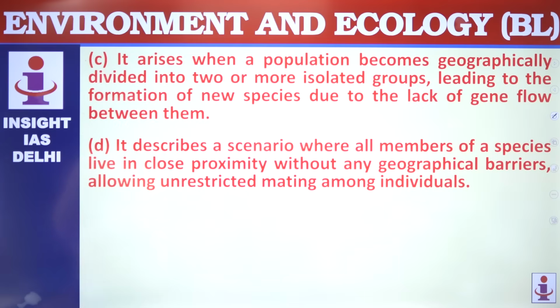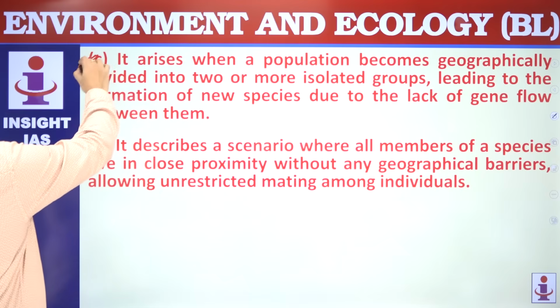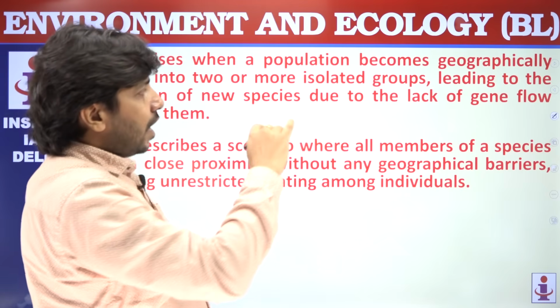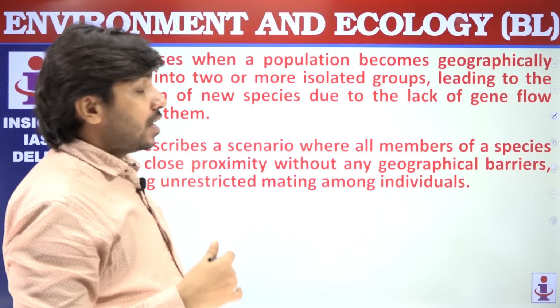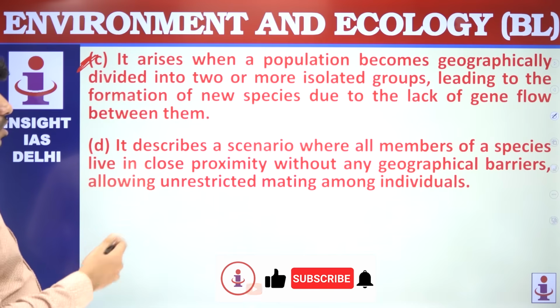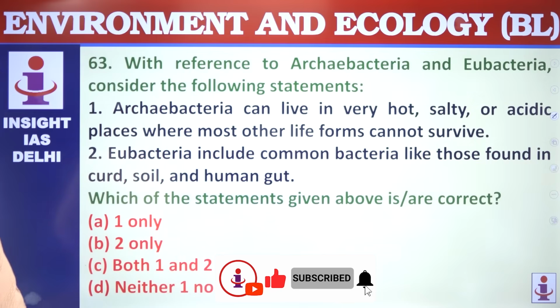It arises when a population becomes geographically divided. Yes, so this is the correct answer. If a population gets geographically divided and forms isolated groups, that leads to the formation of new species, and that is called allopatric. So option C will be your correct answer.